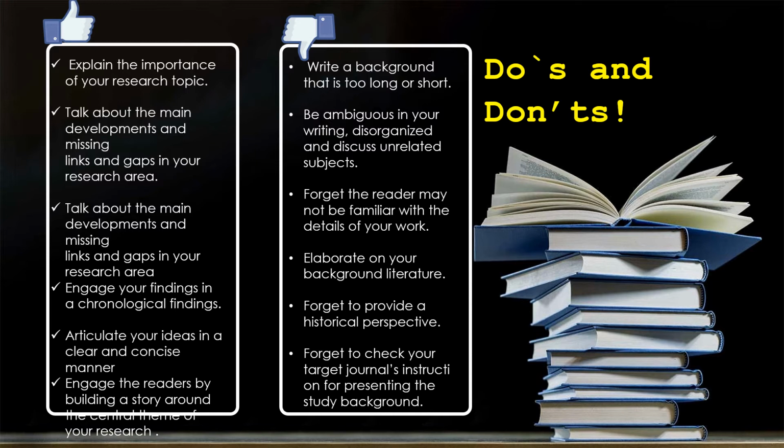Then the don'ts. Write a background that is too long or too short. So as I mentioned, you need to consider the reader. Okay? Be ambiguous in your writing, disorganized, and discuss unrelated subjects. So as much as possible, in getting your review of literature, it must be directly related to your proposal or your research. Forget that the reader may not be familiar with the details of your work, forget to provide a historical perspective, and forget to check your target journal's instructions of presentation for the study background.